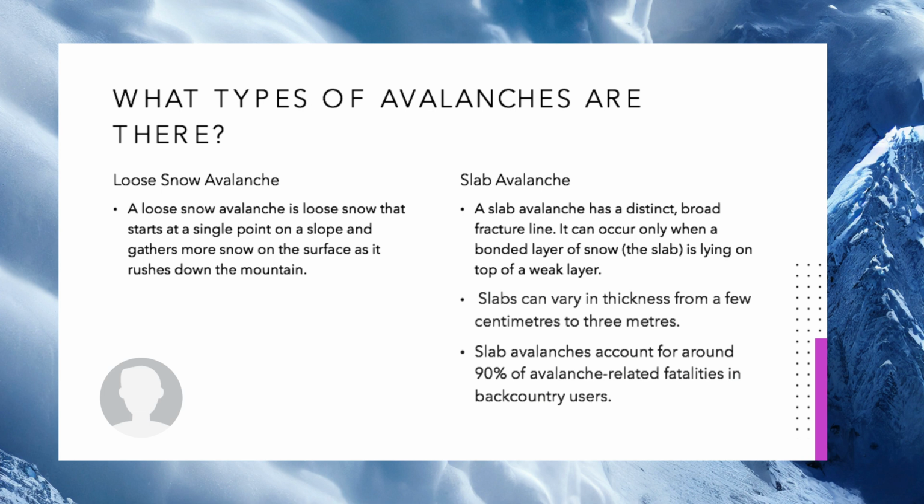Imagine a big chunk of snow sliding off the roof. This is how the slab avalanche acts. Slabs can vary in thickness from a few centimeters to 3 meters. Slab avalanches account for around 90% of avalanche-related deaths in backcountry skiers.